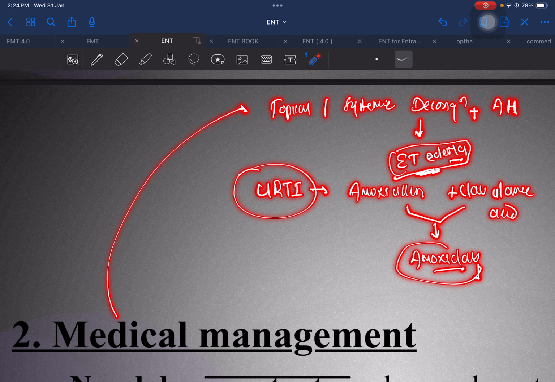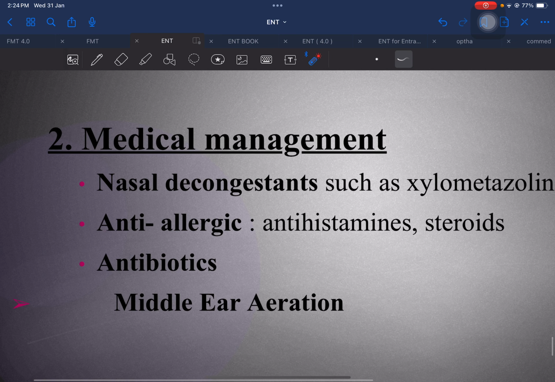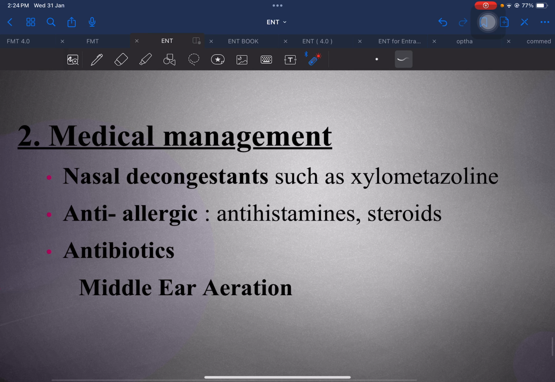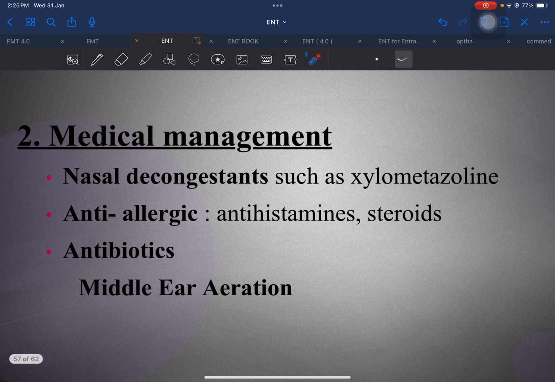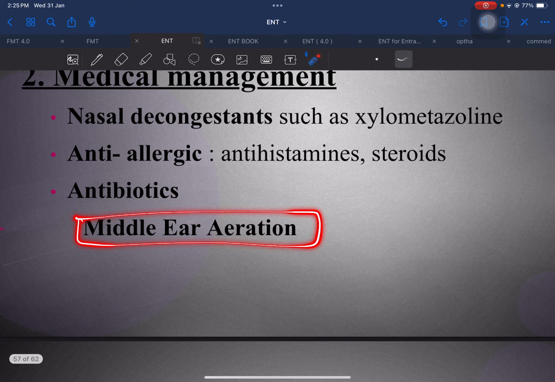Now these were the medical management. We are giving decongestant, nasal decongestant such as xylometazoline, oxymetazoline, and anti-allergic, antihistaminic. We are giving these two for our eustachian tube edema. And what about our URTI? For URTI we are giving an antibiotic that goes by the name of amoxiclav, which includes amoxicillin and clavulanic acid.